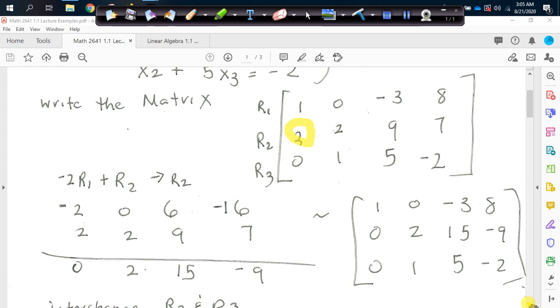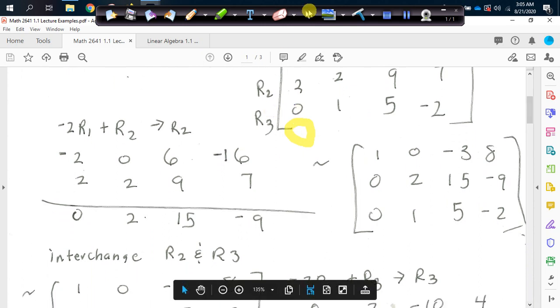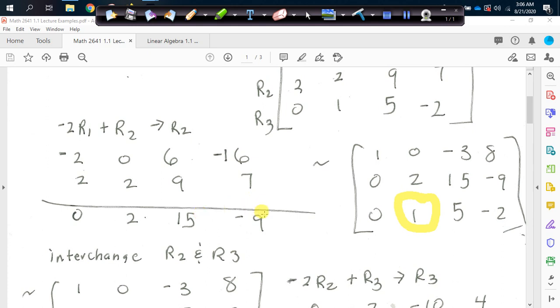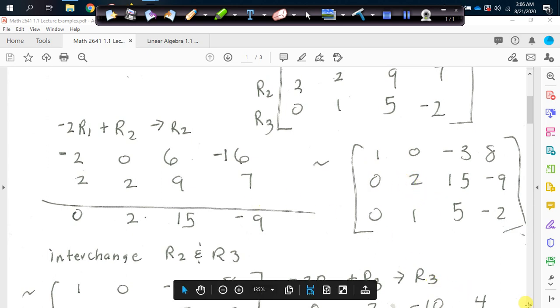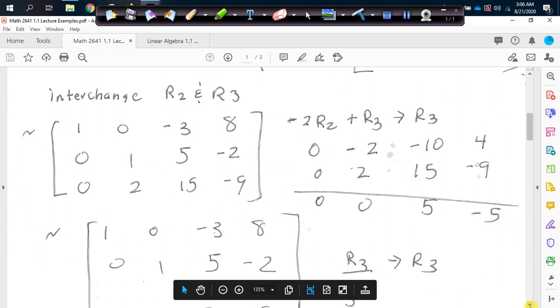Now, go back to this. What I want to do after that is eliminate this right here. Actually, what I did here instead, I didn't eliminate that, and I could have. Since this is a 1 and this is a 2, and I'm going to want a 1 right here in this position anyways, I just interchanged row 2 and row 3, and then I worked with that. So you can always interchange rows.